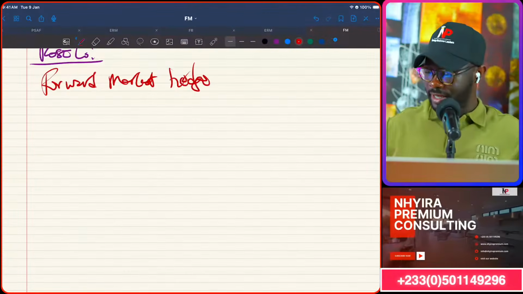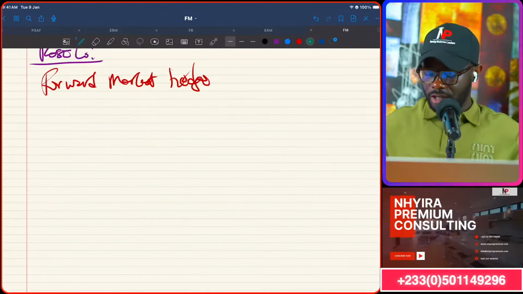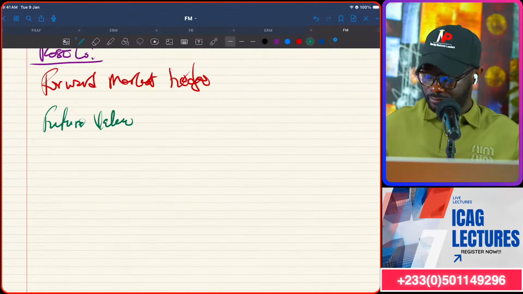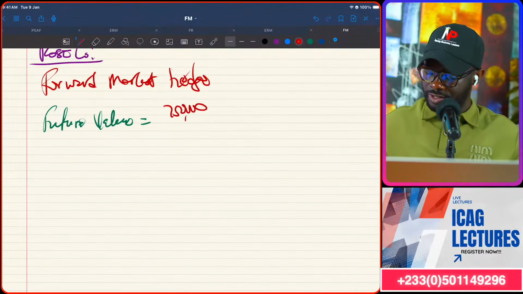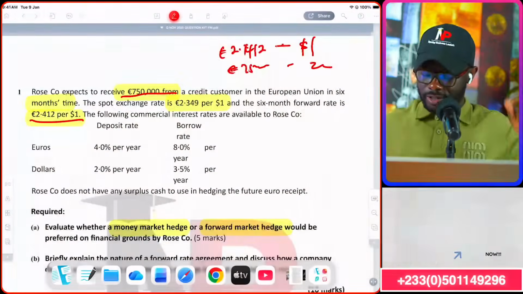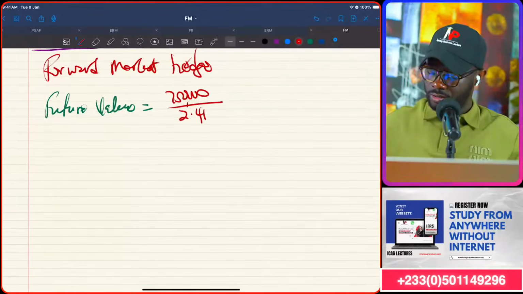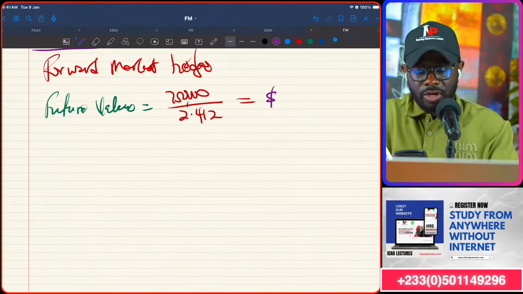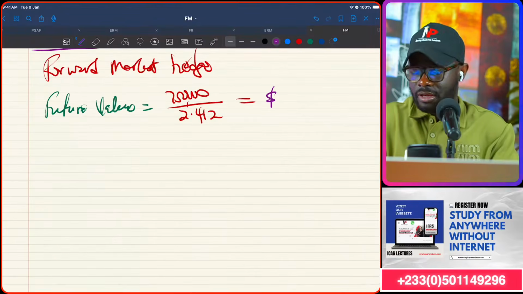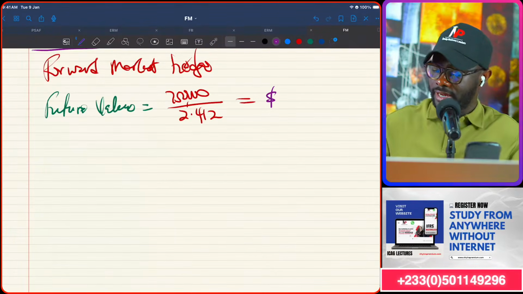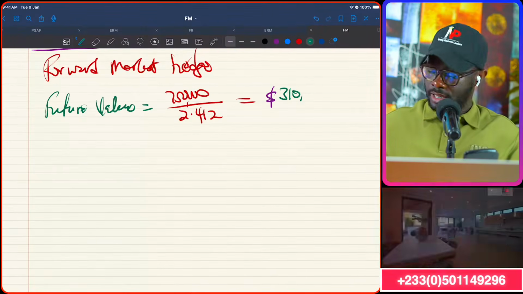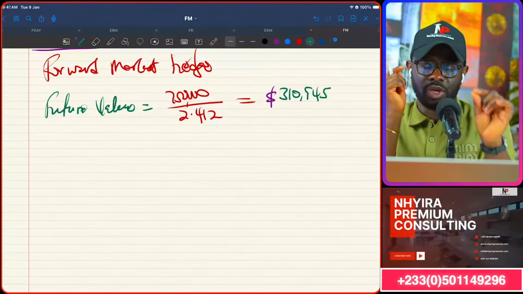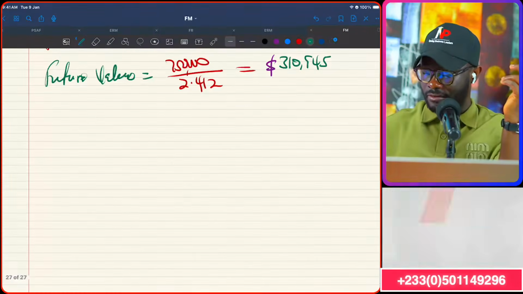So in the forward market environment, the amount we will get will be 750,000 over the rate, 2.412. And that is what we will get in dollars in 6 months' time if we go with a forward contract. So 750,000 divided by 2.412, and that is $310,945. So under a forward contract arrangement, this is what we're going to get. But let's come to the second arrangement, which is the money market hedge.